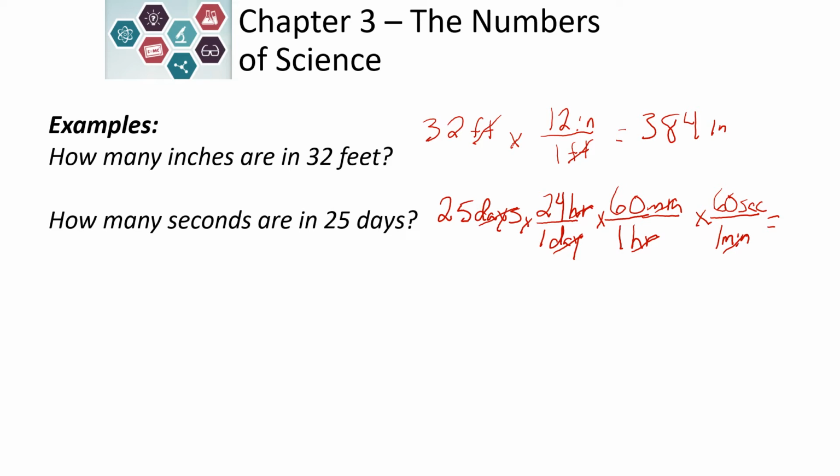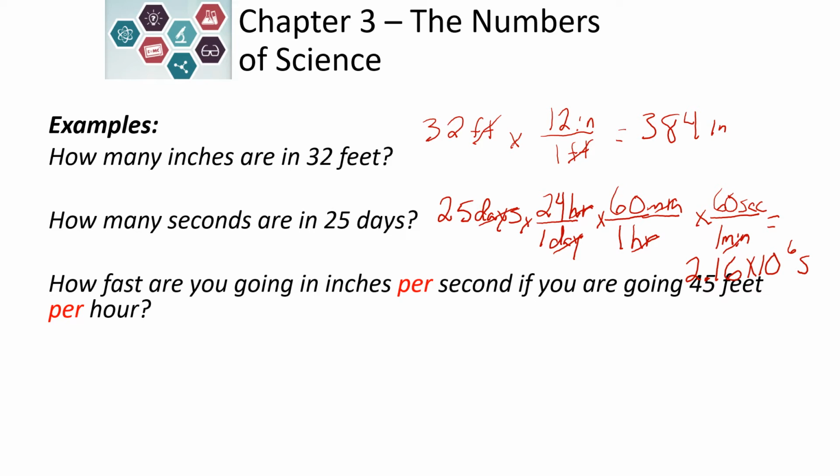We multiply all the numbers across the top, divide by anything that is on the bottom. And in this case, we end up with 2.16 times 10 to the 6th seconds. Now, if you got 2,160,000, that's the same value. I've just converted it into scientific notation to make it easier to record.